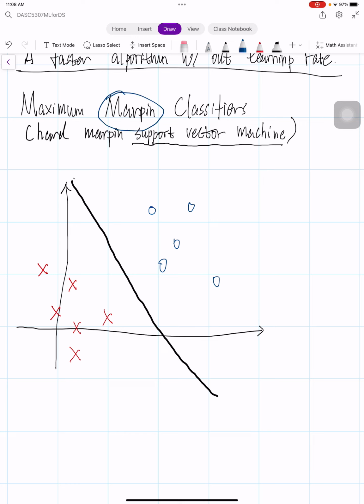Actually, the margin. What does the margin mean? Margin means we can extend from this decision boundary, by searching for the maximum distance between this classification boundary to the blue dot ones, and also the maximum distance to the red crossed ones. This maximum margin is called margin.